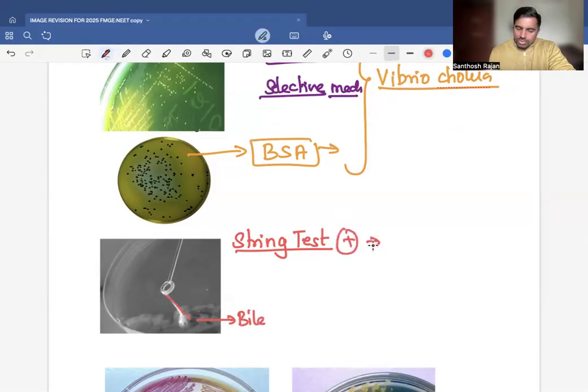So positive. So Vibha, what happens? She puts a string around her neck. Remember, like Vibha, she puts a string around her neck. So again, Vibrio cholerae. One of the important tests for Vibrio.